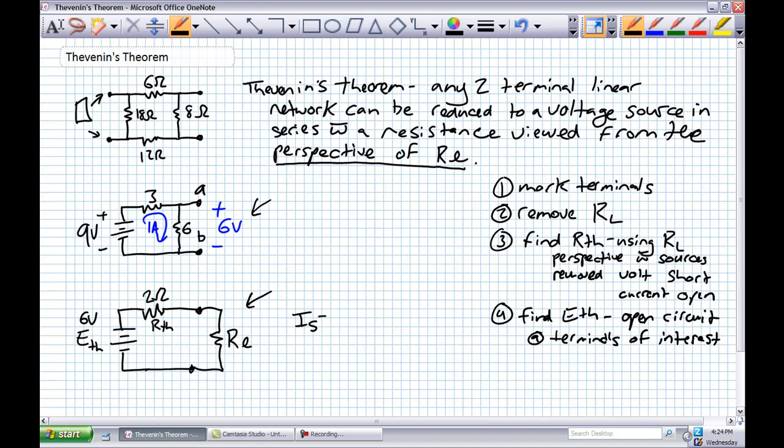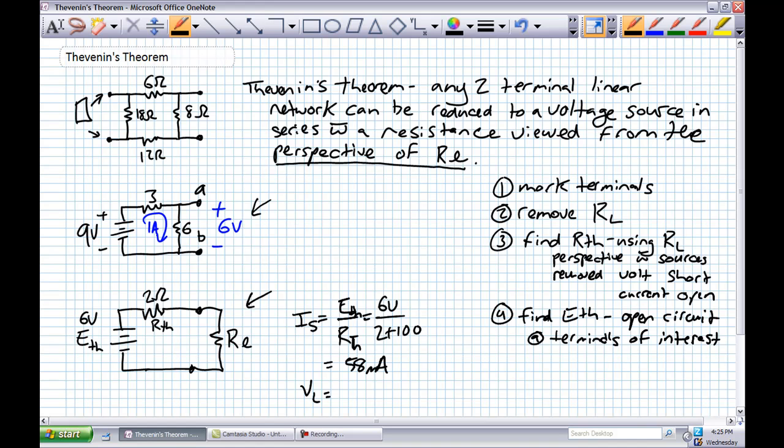Go. So my I source is equal to my total applied voltage divided by RT. So it's 6 volts, ETH, divided by RTH, a 2 in series with 100. So 6 divided by 102 is 58 milliamps. What is the current through the load resistor? It's still 58 milliamps because it's a series circuit.